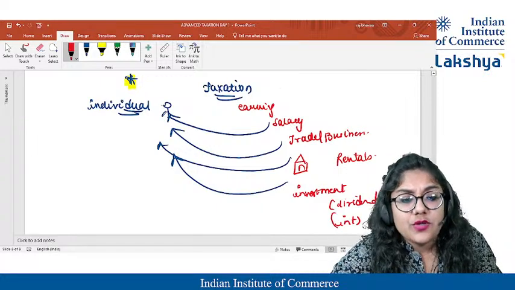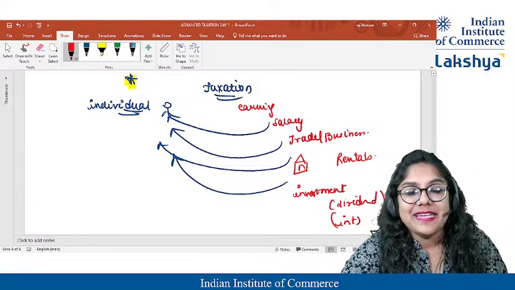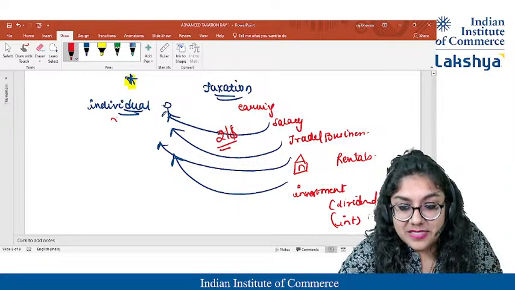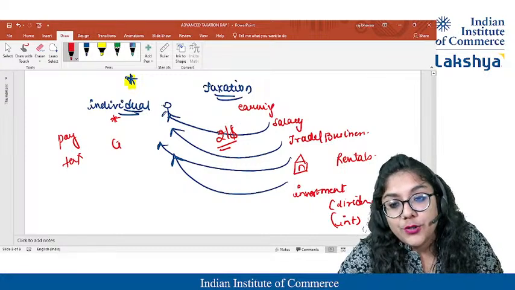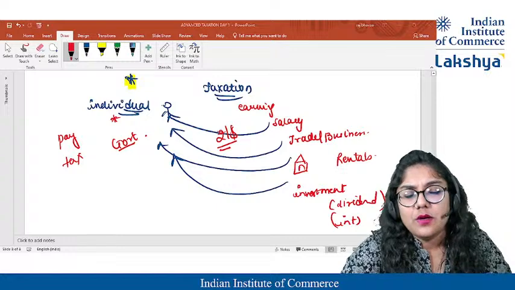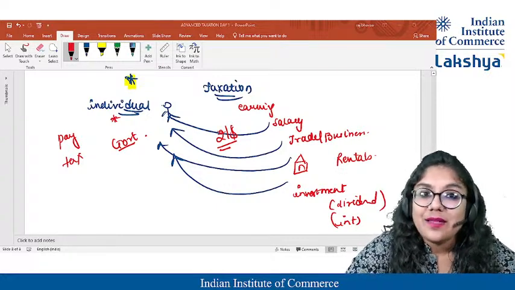So if that person is earning any sort of income, if the person has earnings of any sort, this individual has to pay taxes to the government. He has to pay taxes to the government for sure. So why does the government collect tax? What do you think, Baba?